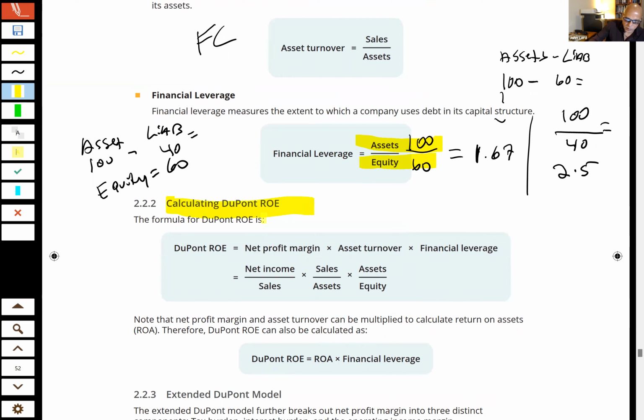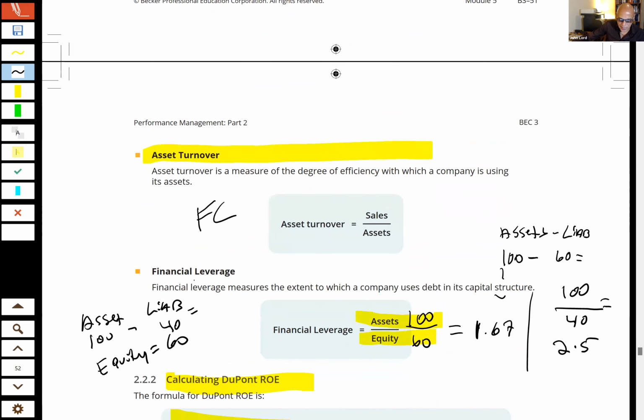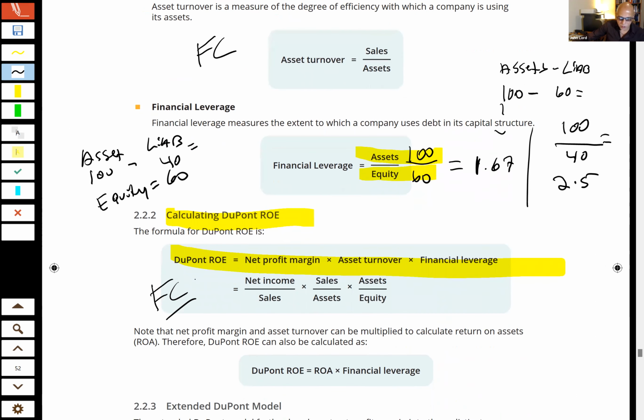The DuPont ROE approach takes those factors that we just flashcarded, and let's remind ourselves that that's how we would come up with the DuPont ROE. We take all three of those factors that we just calculated, right? Which is the net profit margin, the asset turnover, and the financial leverage, and multiply those together, and that gives you the DuPont version of the return on equity.